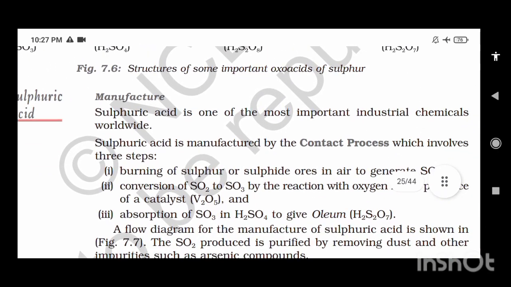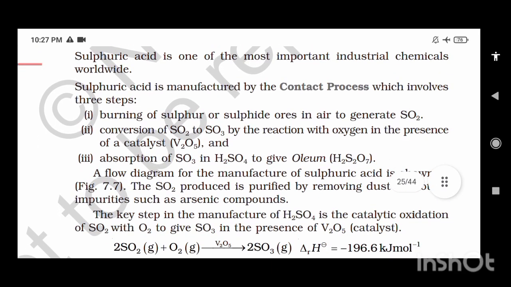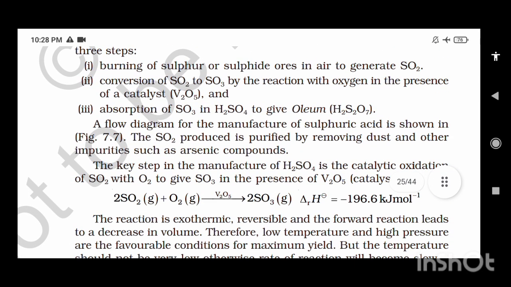Sulfuric acid manufacture. Sulfuric acid is one of the most important industrial chemicals worldwide. Sulfuric acid is manufactured by the contact process, which involves three steps: burning of sulfur or sulfide ores in air to generate sulfur dioxide, conversion of sulfur dioxide to sulfur trioxide by reaction with oxygen in presence of a catalyst, and absorption of sulfur trioxide in H2SO4 to give oleum, as shown in the flow diagram.